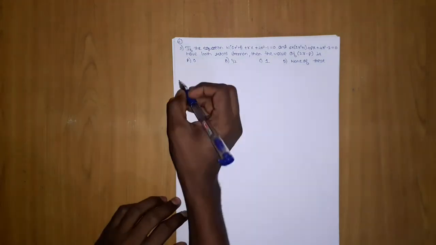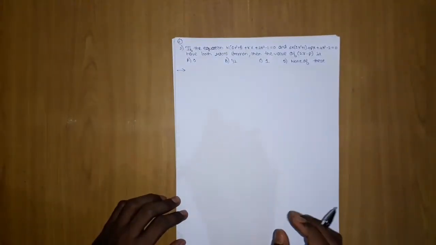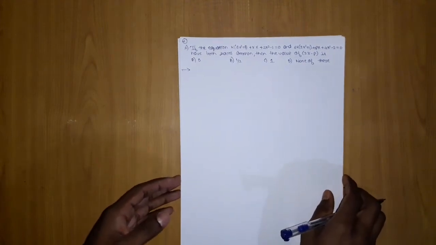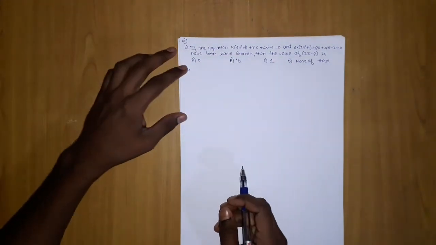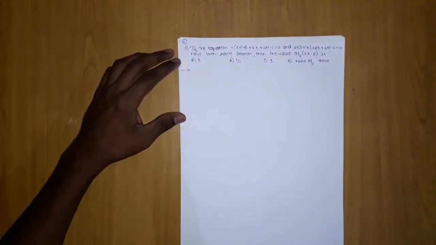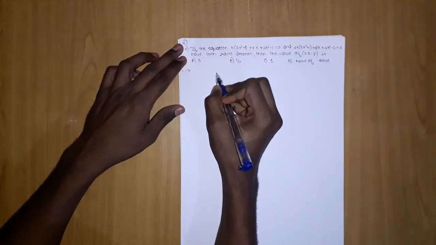If the equations k into 6x square plus 3 plus rx plus 2x square minus 1 equal to 0, and 6k into 2x square plus 1 plus px plus 4x square minus 2 equal to 0 have both roots common, then the value of 2r minus p is. Now we want to find the value of 2r minus p. The main point you must know in this problem is that it has both roots common, and you know the condition for both roots common.